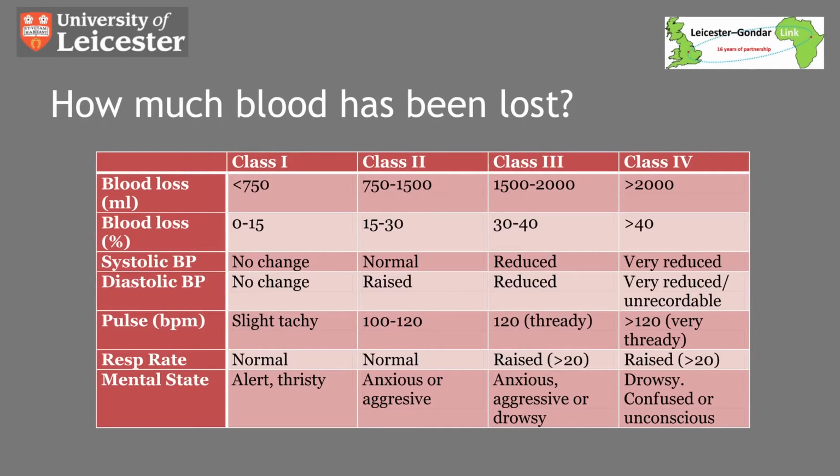This slide has been taken from the trauma literature and gives you an idea how much blood has been lost. We don't need to labour the points, but you can see that both systolic and diastolic blood pressure, together with pulse, respiratory rate and mental state, are all good markers as to the severity of bleeding.